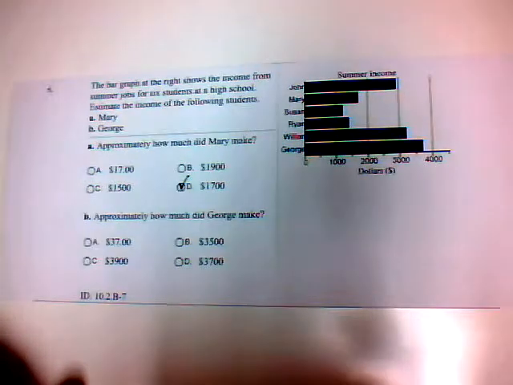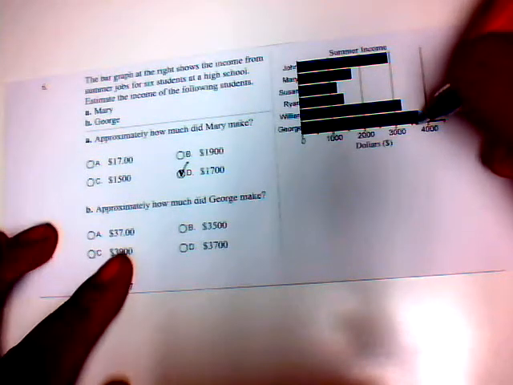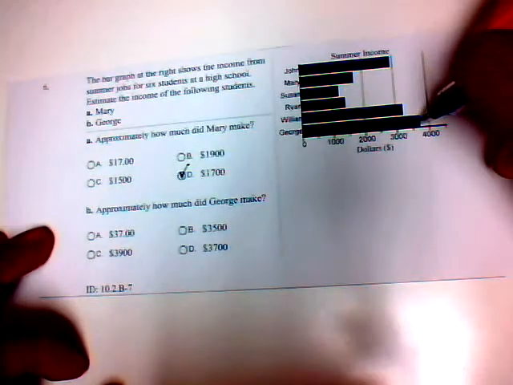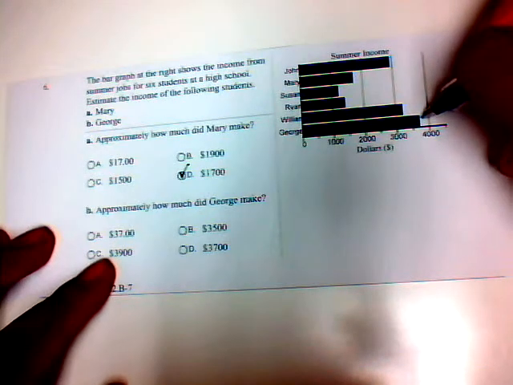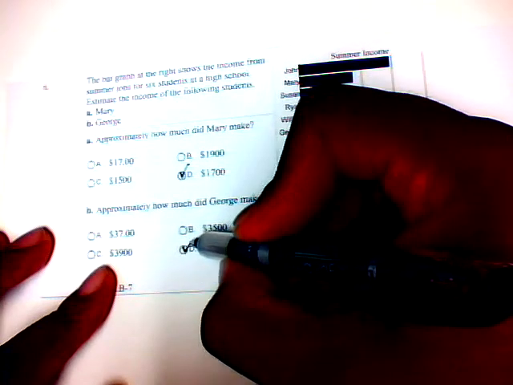And part B, approximately how much did George make? Well, we know it can't be $37, which is answer A, so we can eliminate that. Okay, here's George. It's past 3,500, so we know it's not answer B. It's not 3,900 because the bar is not close to 4,000, so it must be 3,700. So George made approximately $3,700.